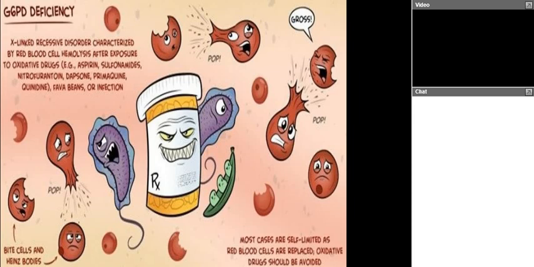Next is the Huntington disease. It is caused by a dominant gene on chromosome number 4.